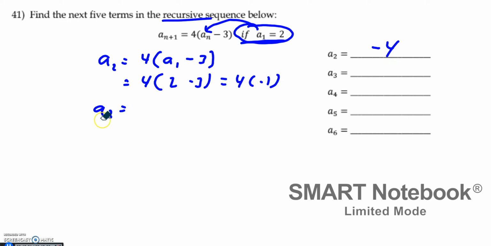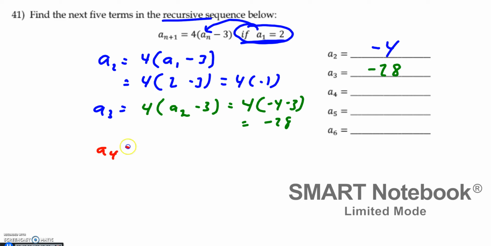If I want to find a sub 3, I take the answer from my previous and plug it in, because a sub 3, which is n plus 1, 1 less is a sub 2. So you're really finding 4 times a sub 2 minus 3, which is really 4 times negative 4 minus 3, which is 4 times negative 7, which is negative 28.